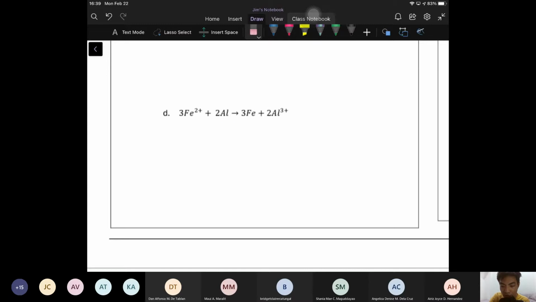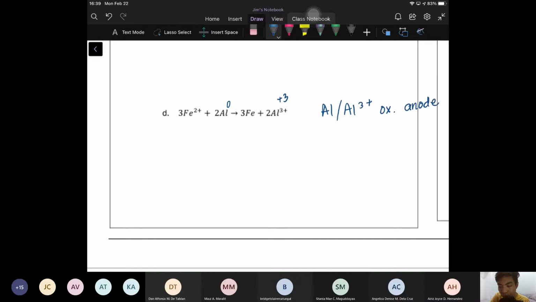So, aluminum is the oxidation. Why? Because of its charge, no? Ano nangyari sa charge niya? From 0 to positive 3. So again, if you could still remember our first synchronous lesson, whenever the oxidation number increases, that means siya ay na-oxidize. So aluminum 3 plus, ito yung ating oxidation. Hence, ito yung ating anode. Okay? So again, pag oxidation, anode, no?